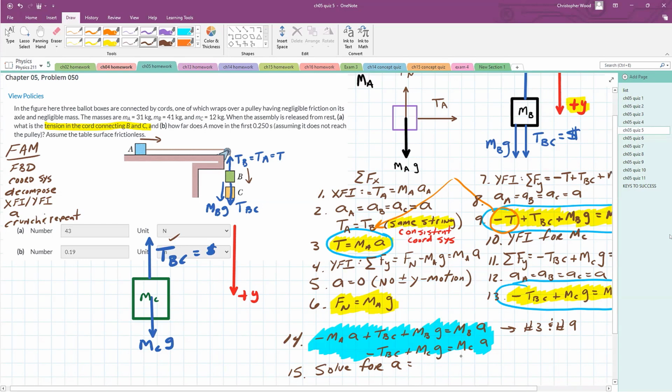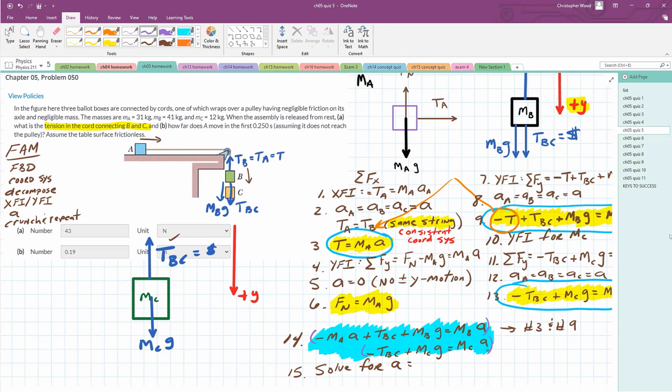A equals... If you don't know tension BC, how are you solving for A? Step 14. You have two equations. So solve these two equations. You have this equation and this equation. So blend them, use your algebra and find acceleration.